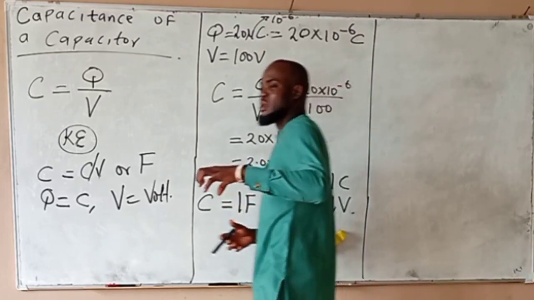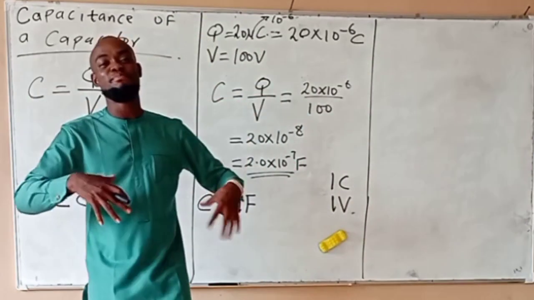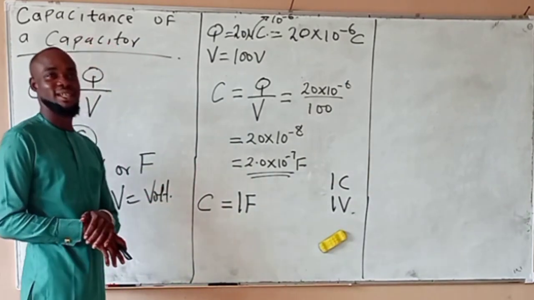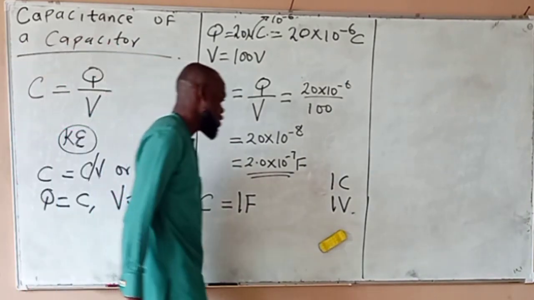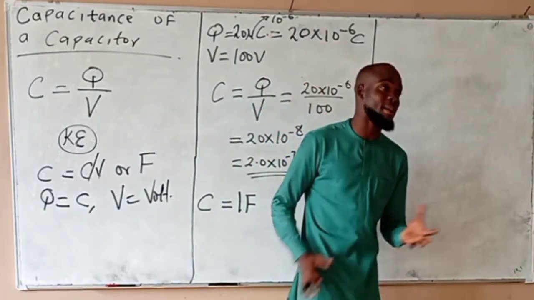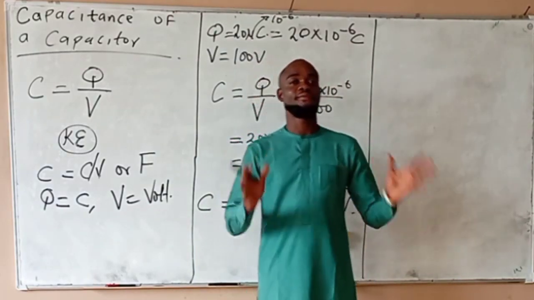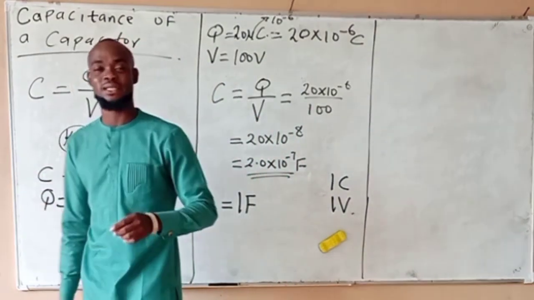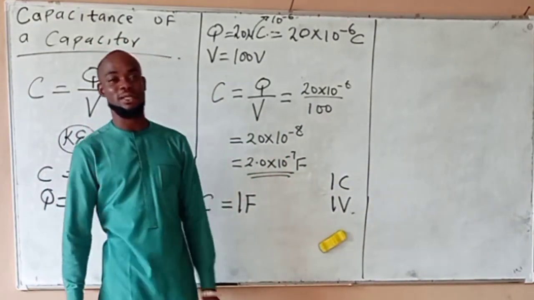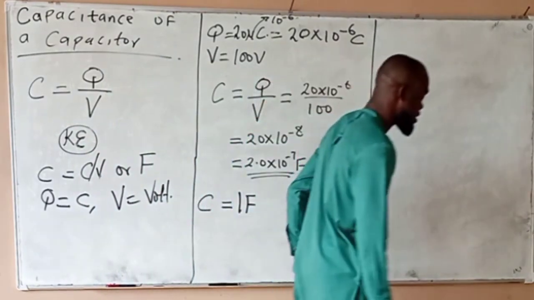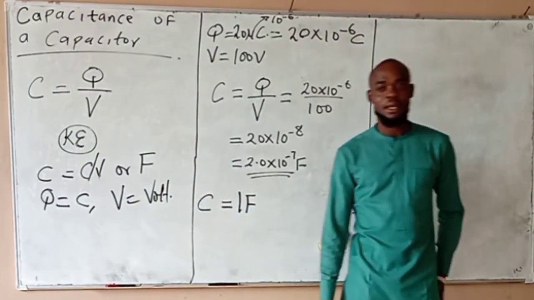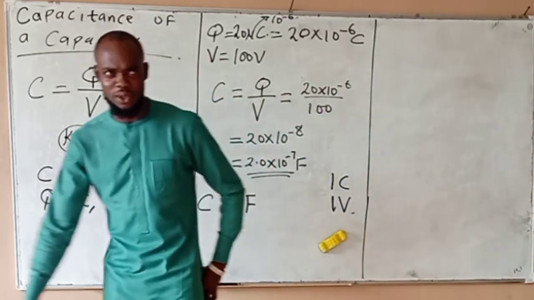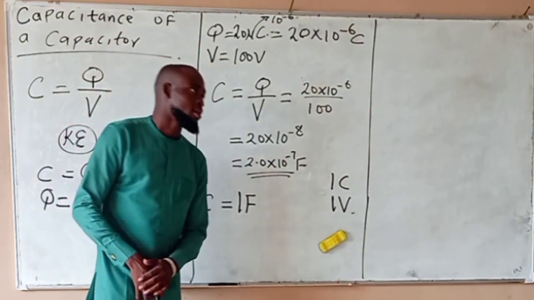Now let's go to the main business of today's class, which is types of capacitors. We have the following types of capacitors. Number 1, parallel plate capacitor. Write it down. Parallel plate capacitor.